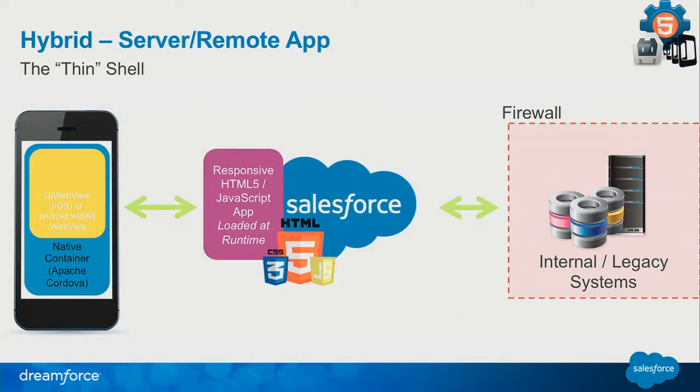So the thin shell is very similar to the thick shell, except that we don't have all of the components of the core app. We don't have the web pages and the CSS and the JavaScript preloaded. We get a package that contains the container. It's still got the web view from the OS naturally, but we load the application from the web at runtime.